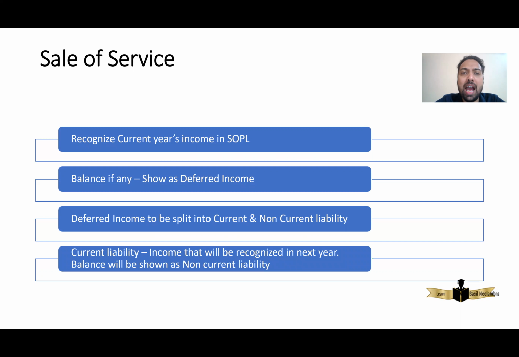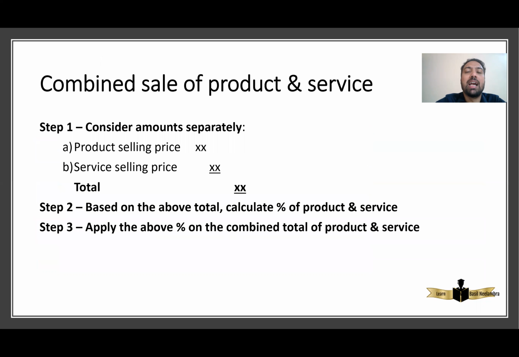If you have attended my classes on IAS 12 Government Grant, which is available in this YouTube channel, we have already learned that concept. In IAS 12 government grant, we have already discussed what is deferred income and how you have to classify deferred income into current liability and non-current liability. The same concept is applicable here. Current liability means income that will be recognized in the next year, and the balance will be shown as a non-current liability. Now, to understand this, we need to do a problem.